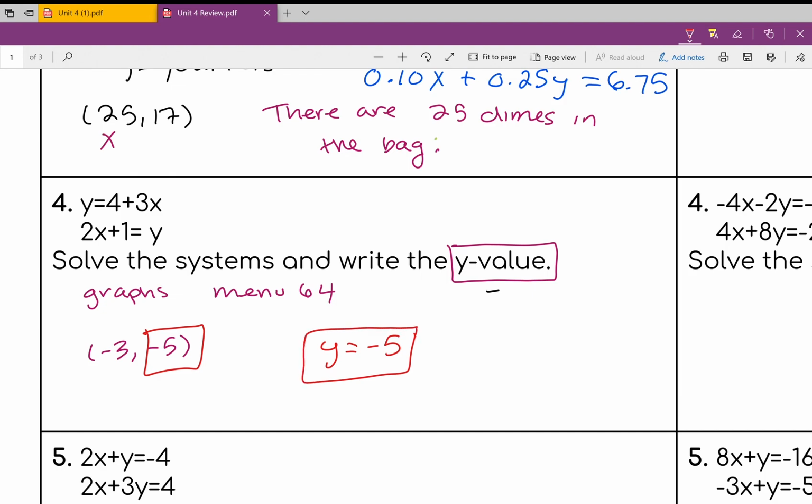This is going to pop up on the test where they're going to tell you to solve a system, and they're only going to ask you to write one value. So make sure you pay attention to this part, very important.